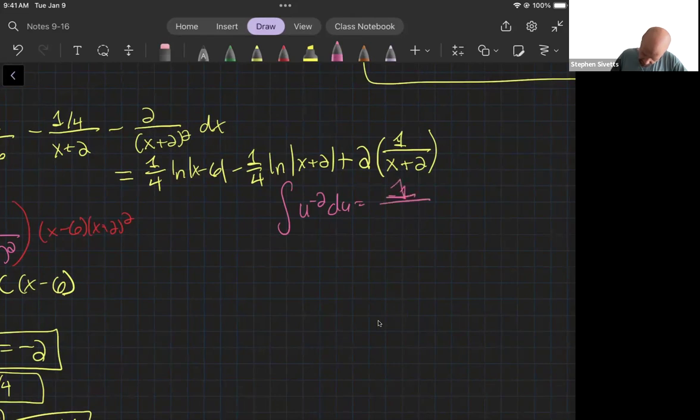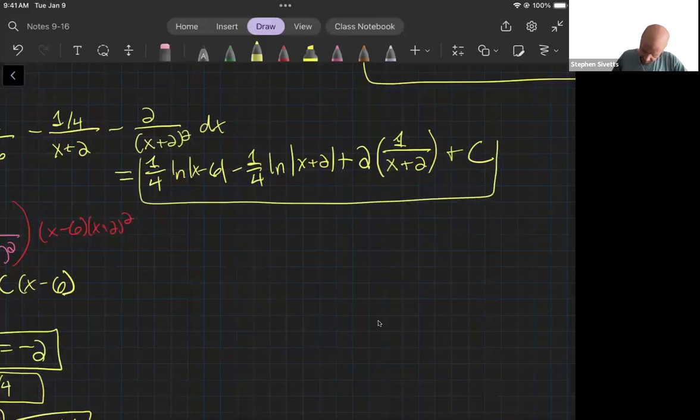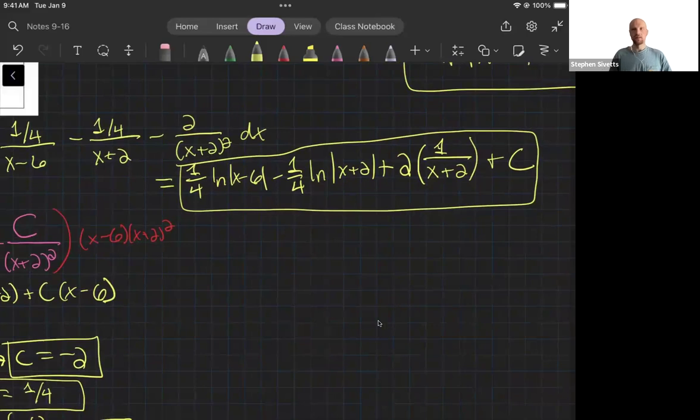Right, this is equal to 1 over -2 plus 1, u to the -2 plus 1, which is u to the -1. Yeah, okay. So that's the power rule for integrals, and then plus C. That's the final answer for that one. Okay, so hopefully you liked that one.